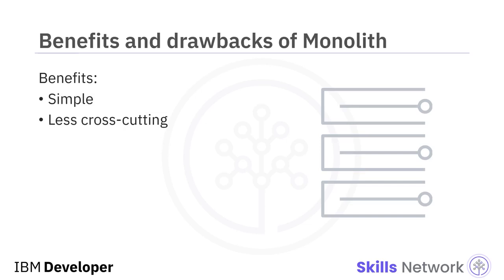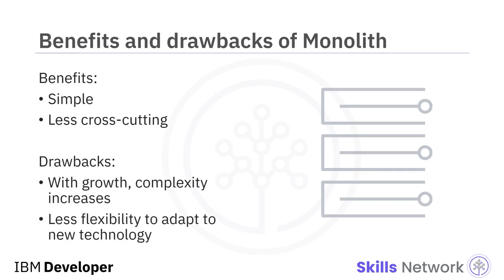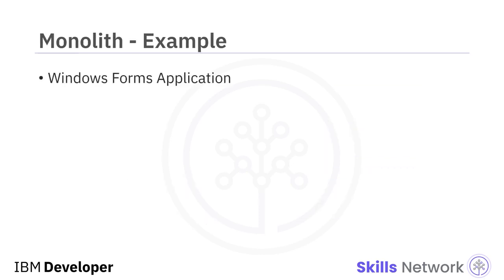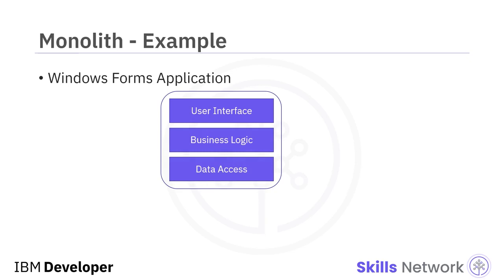However, over time, most products develop and increase in scope, and the design becomes more complex and difficult to modify. It also becomes a barrier to adapting to new technology, which would mean rewriting the whole application. A Windows Forms application is a typical example of a monolithic design. Here, we embed the user interface, business logic, and data access all inside one codebase, which forms the whole application, and only the database is outside the scope.